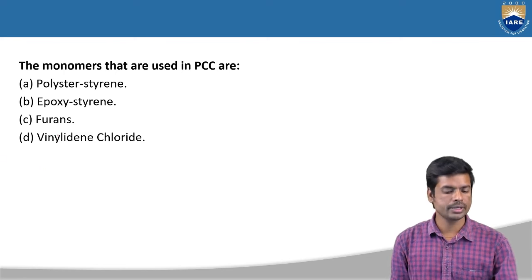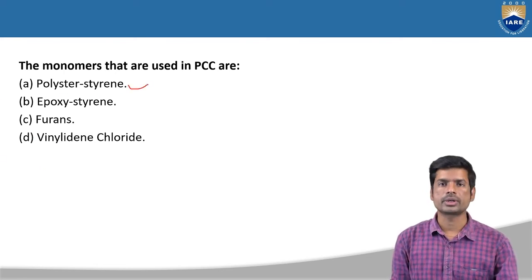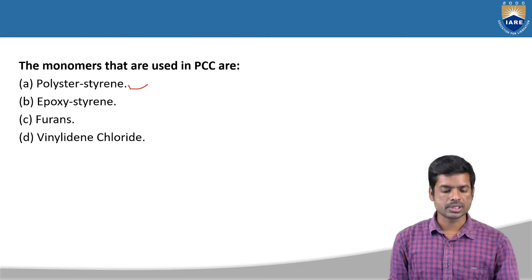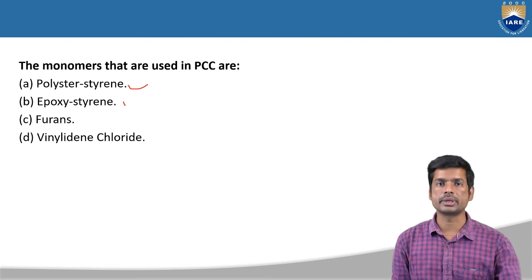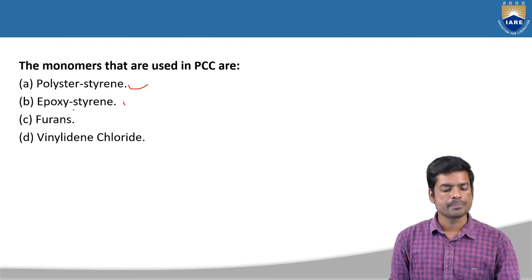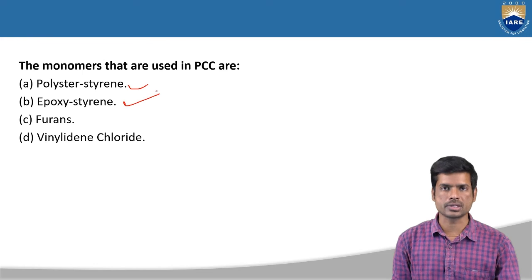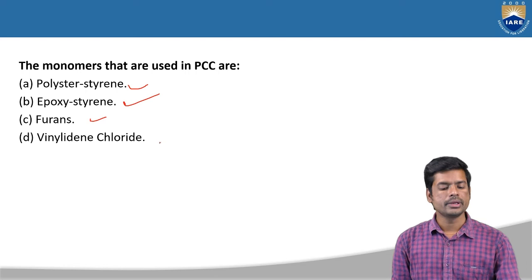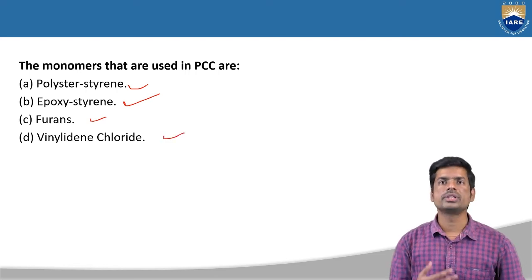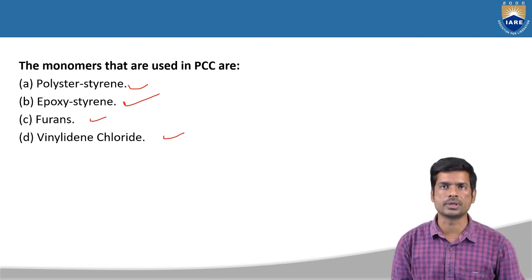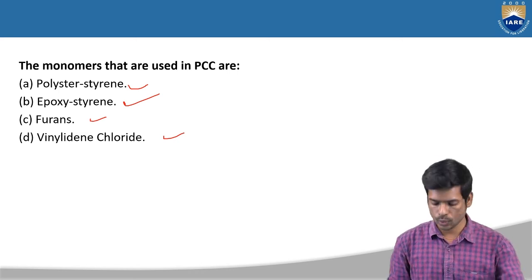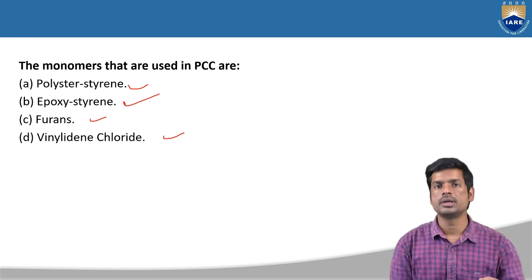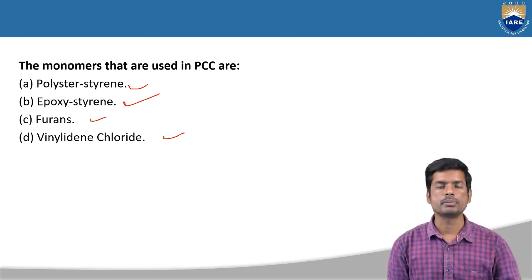Coming to the examples, different types of monomers are used in polymer cement concrete. Here, first one is polyester styrene, one of the monomers used in polymer cement concrete. Next one, epoxy styrene, is also one of the monomers. And next, furans and vinylidene chloride. So these are the four types of monomers used in polymer cement concrete. Don't confuse these monomers between polymer impregnated concrete and polymer cement concrete.